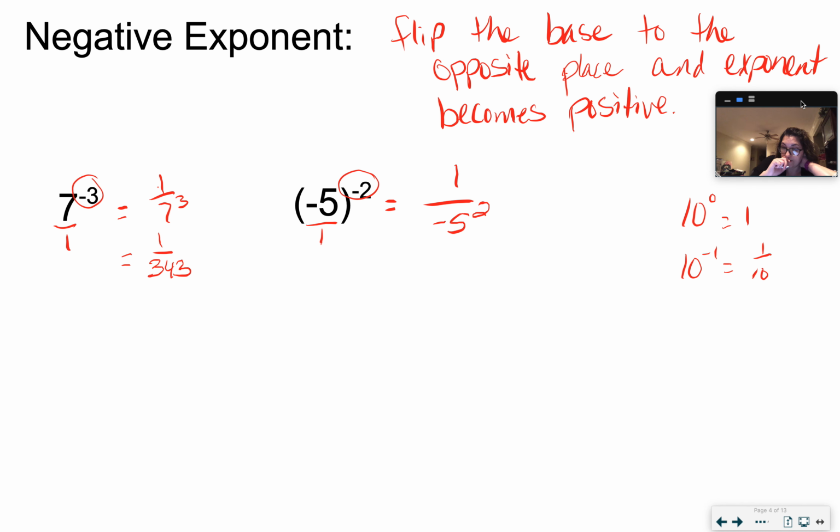Okay? So now I've got 1 over, forgot my parentheses. Remember, those parentheses are important. So I have 1 over negative 5 to the second power. And so that would be 1 over, well, negative 5 times negative 5 is 25. So positive 25, this is a negative times a negative, so it's positive 25. That is my answer, 1 over 25. All right.